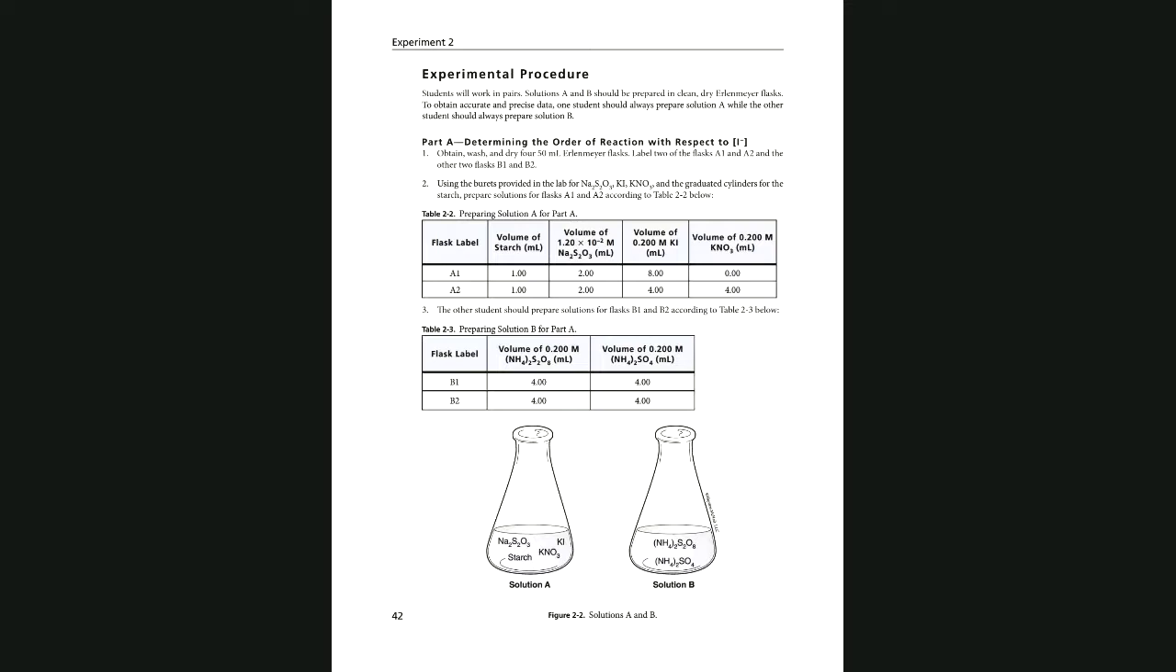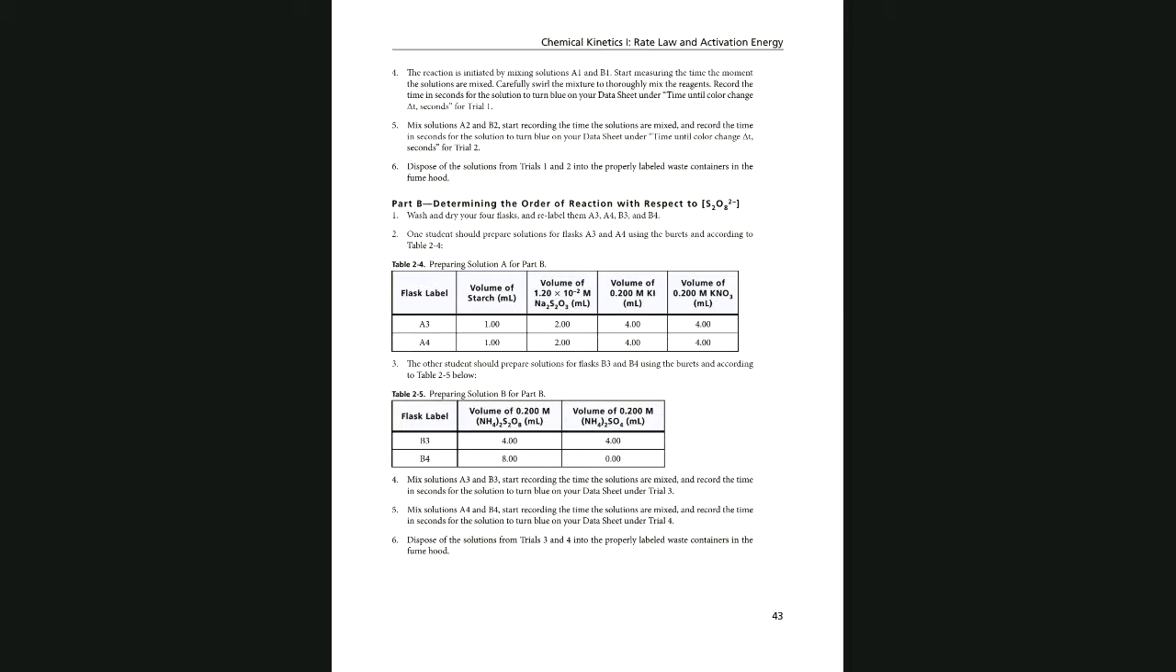Going from A1 to A2, the concentration changes for KI, but the concentration for reactants in flask B, for S2O8 2-, stays the same. Since the concentration stays the same, then we can calculate the order of the reaction with respect to KI. So we find the value for x for the first reactant.